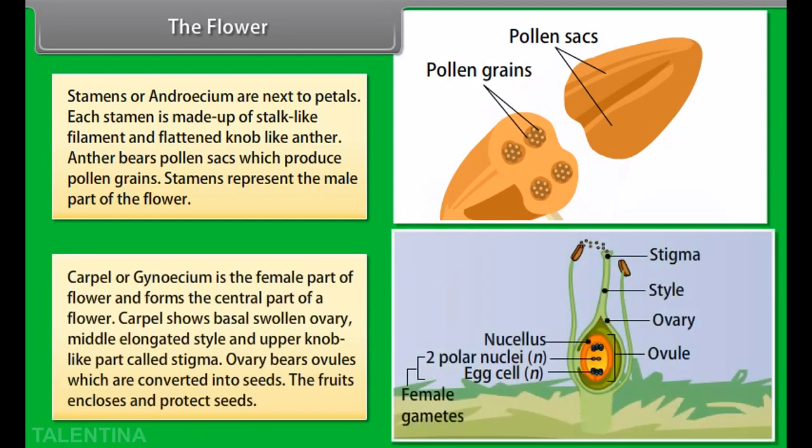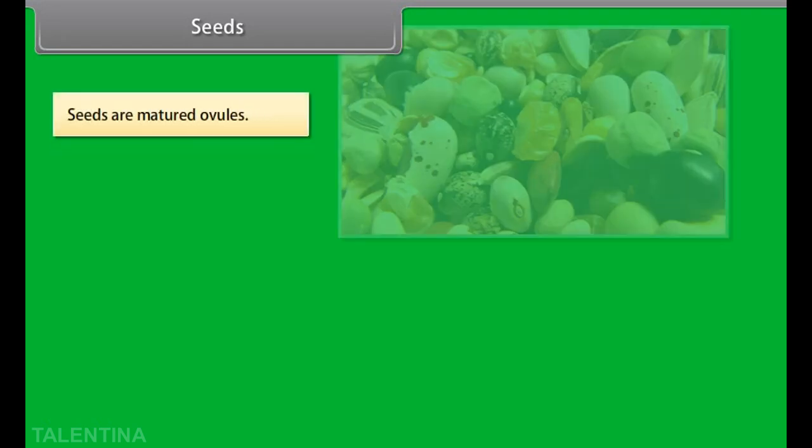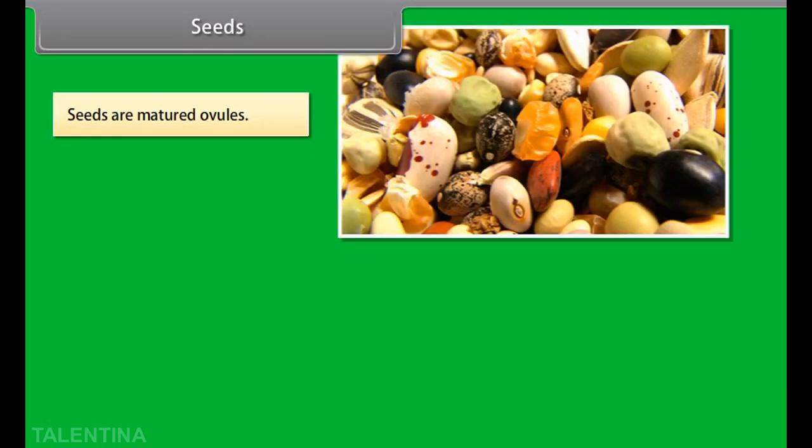Carpel or gynoecium is the female part of flower and forms the central part of a flower. Carpel shows basal swollen ovary, middle elongated style, and upper knob-like part called stigma. Ovary bears ovules, which are converted into seeds. The fruit encloses and protects seeds. Seeds. Seeds are matured ovules.